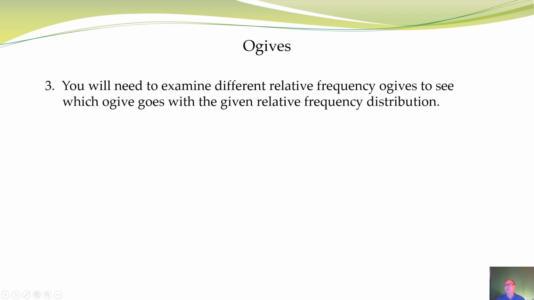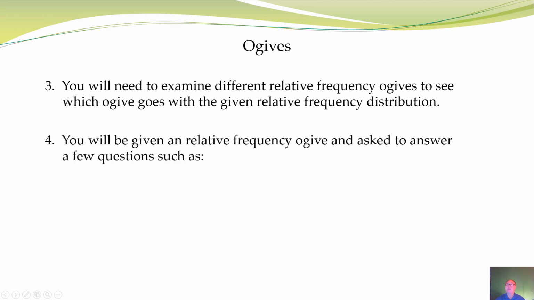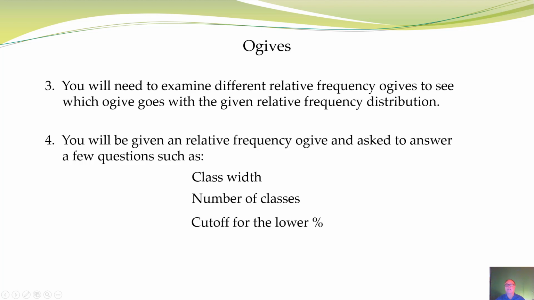You will also need to examine different relative frequency ogives to see which ogive goes with the given relative frequency distribution, and be able to answer the same types of questions. Class width, number of classes, cutoff for the lower percent, maybe the lower 10%, lower 20%, and cutoffs for the upper percent, the upper 10%, upper 20%. You'll be able to get this information out of the ogive.